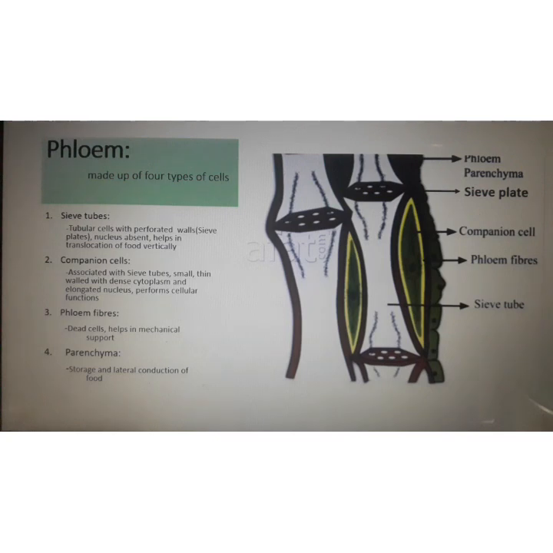Phloem parenchyma are thin-walled living cells and their function is storage and lateral conduction of food. Lastly, phloem fibers. Phloem fibers are thick-walled, elongated, spindle-shaped dead cells. They possess a narrow lumen because of the deposition of lignin. The function of phloem fibers is the same as xylem fibers, that is, to provide mechanical strength.